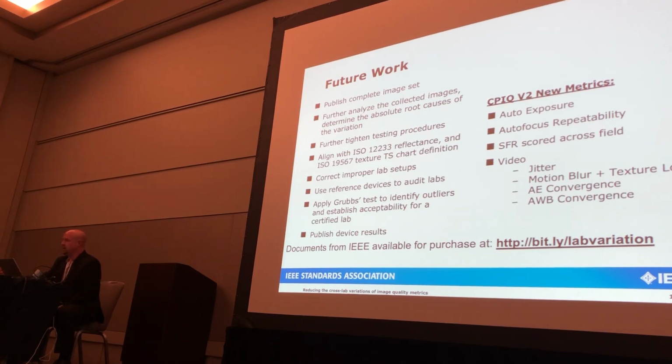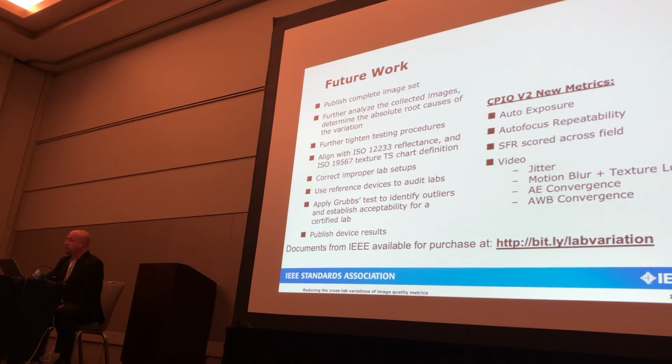I would like to publish this complete image set and further analyze all the collected images and determine the absolute root cause of the variation. I want to further tighten the testing procedures that we've established and align better with the ISO 12233 reflectance and ISO 19567 texture technical specification chart definition. I want to help these labs to correct their improper lab setups.